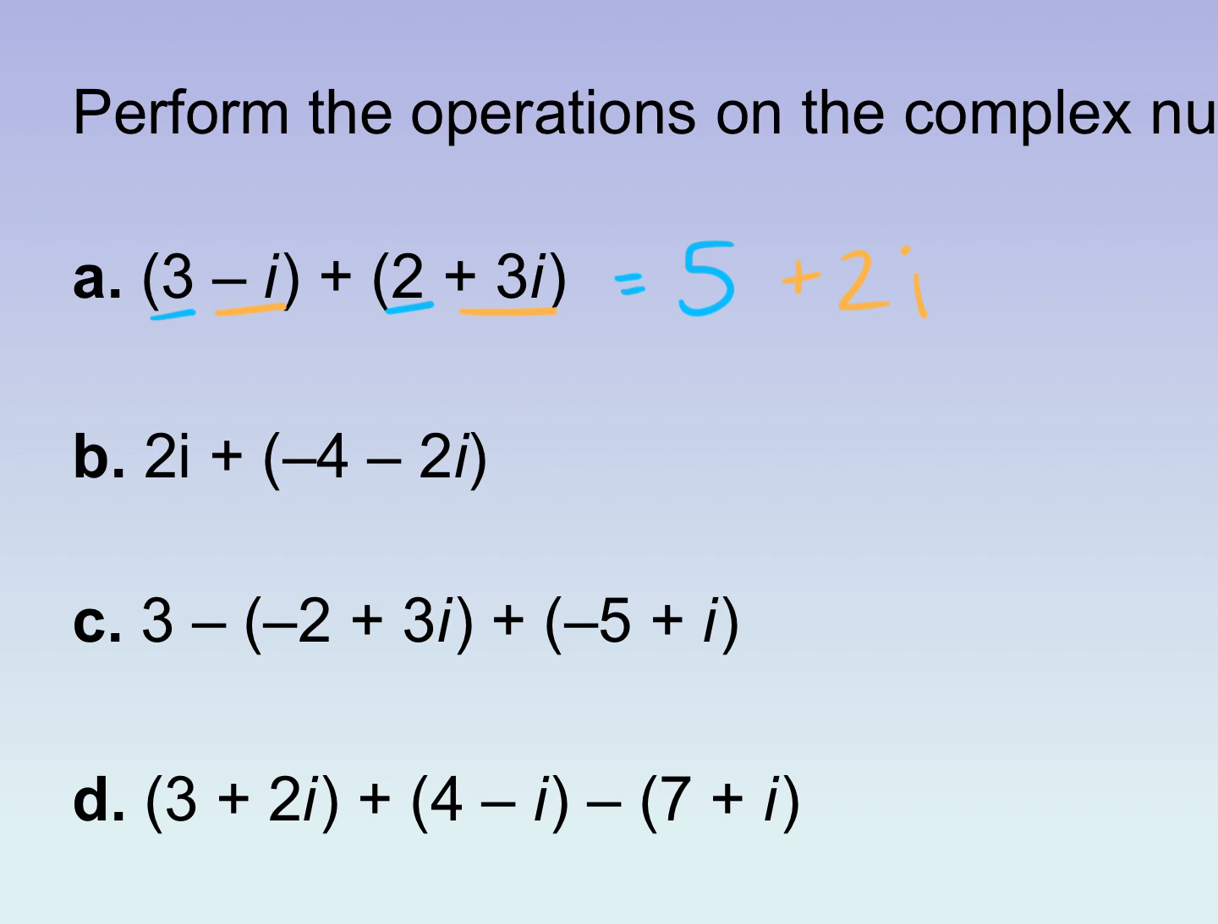For b, same thing. We're adding, so I can just get rid of the parentheses. I want my real part to come first, so that would be -4. And then I have 2i minus 2i, which would be what? 0. They just cancel. So our answer would just be -4.